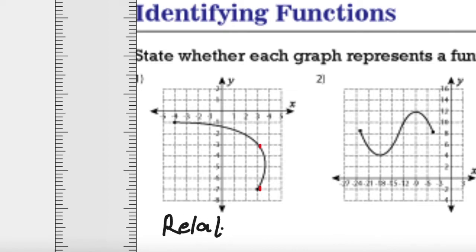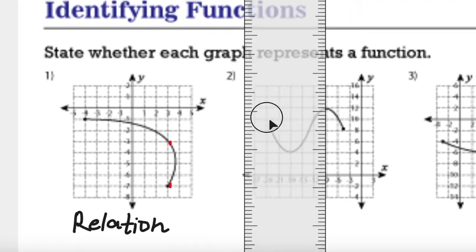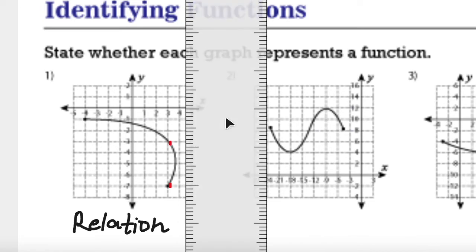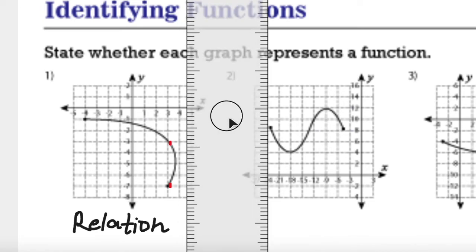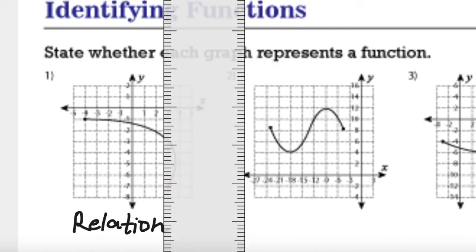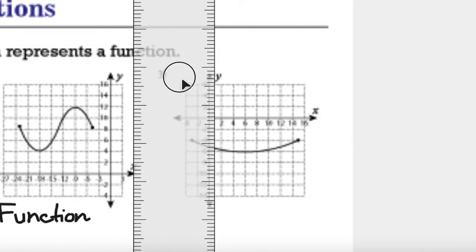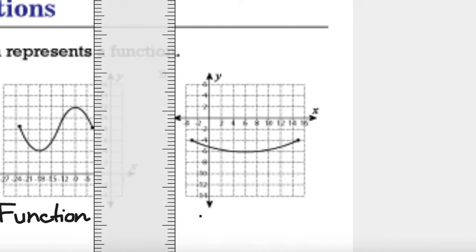If it touches only one time per x, so for every x value, there's only one spot it could be in terms of y, then that's a function. For example, in this one, we're dealing with a function. This one will also be a function because as we move our ruler from left to right, it only touches once for every x value.